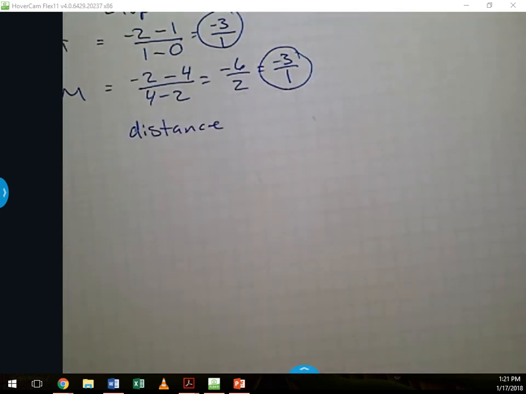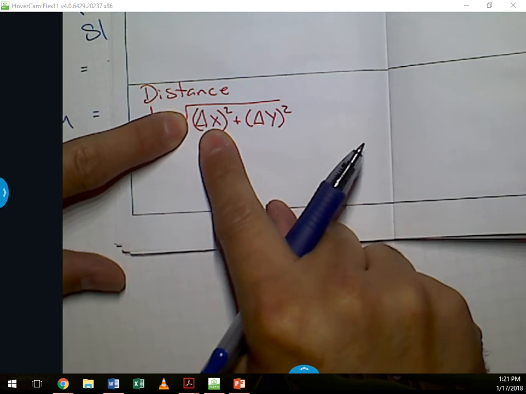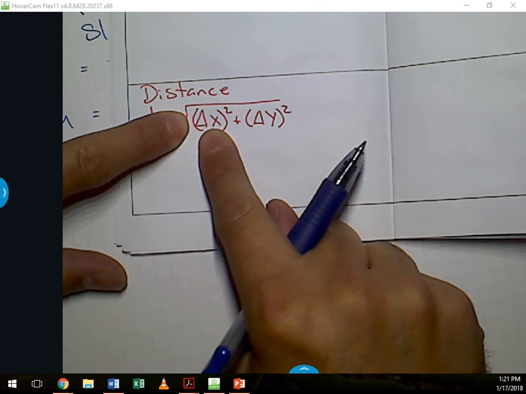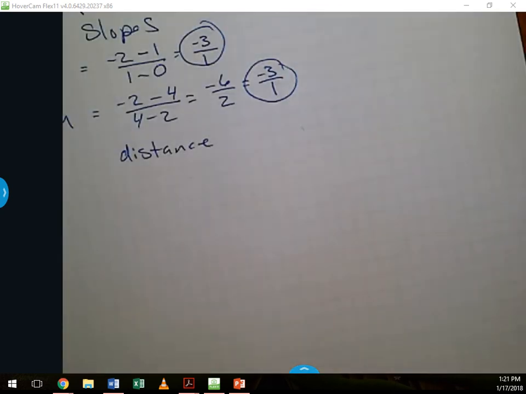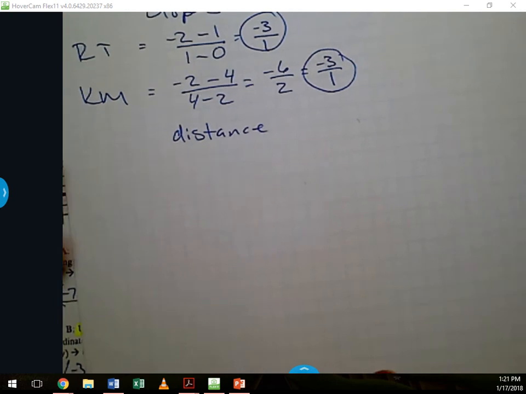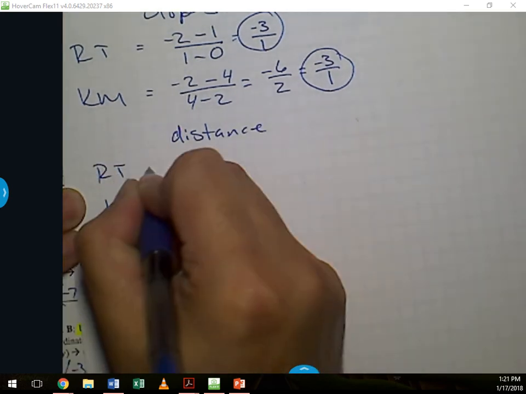Okay, we have distance. My distance formula is right here. The little triangle is called a delta. What does delta mean? Change. The distance, the difference, right? How far are they apart? Okay, so I need to do the same thing for RT and KM.